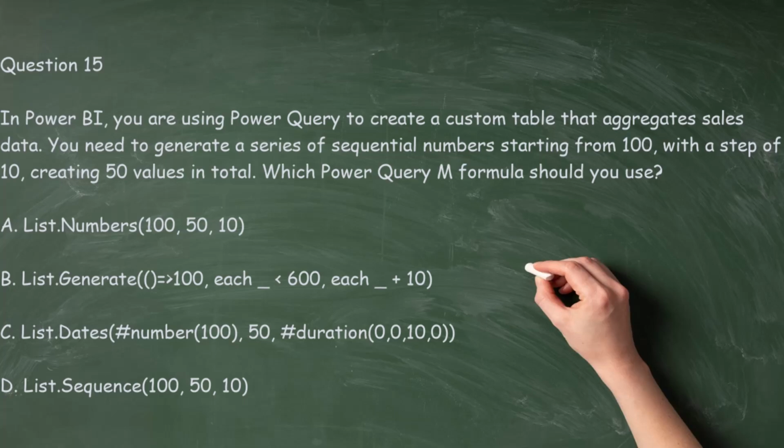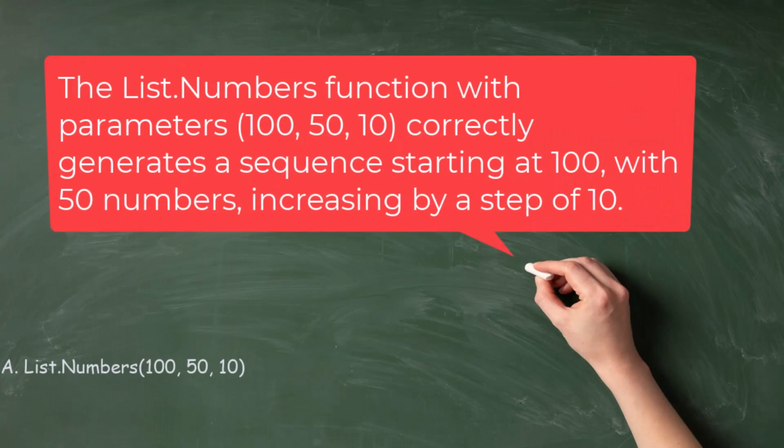Is it A? Is it B? Is it C? Or D? The correct answer is A. Here's why. The List.Numbers function with parameters 100, 50, 10 correctly generates a sequence starting at 100, with 50 numbers, increasing by a step of 10.